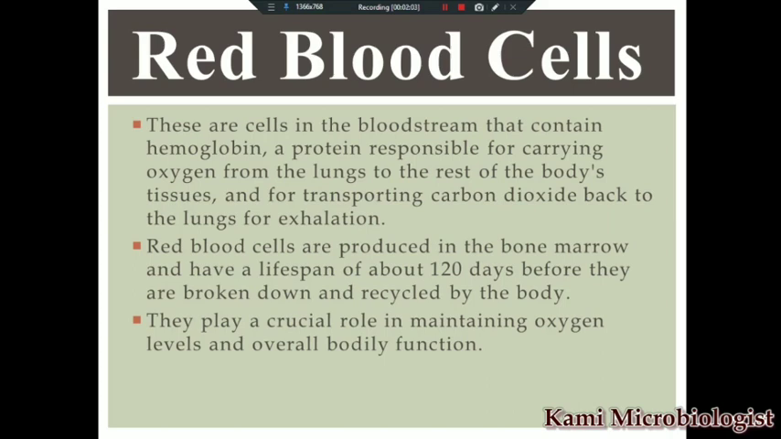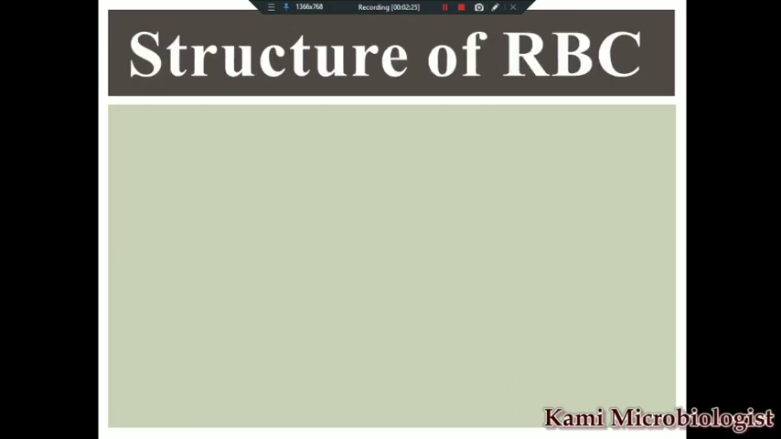Then we have the lifespan of the red blood cell, which is about 120 days, and after 120 days the red blood cells are broken down and recycled. Moreover, as we already talked about, it is mostly important in the circulation, to transport oxygen to all parts of the body.